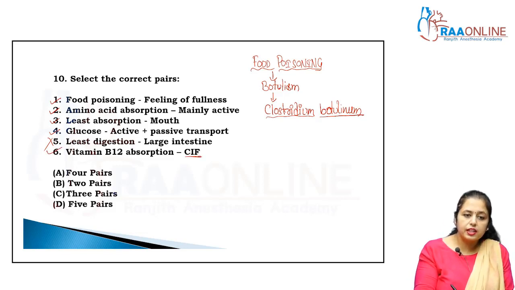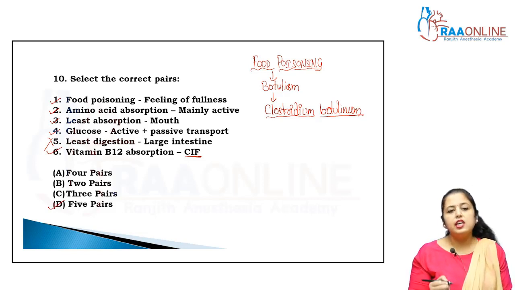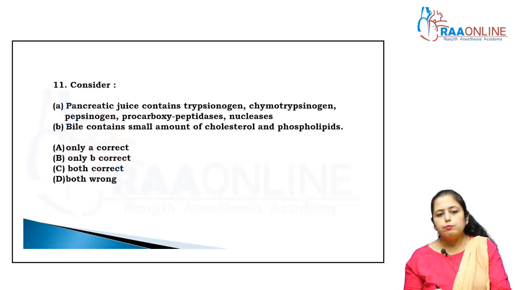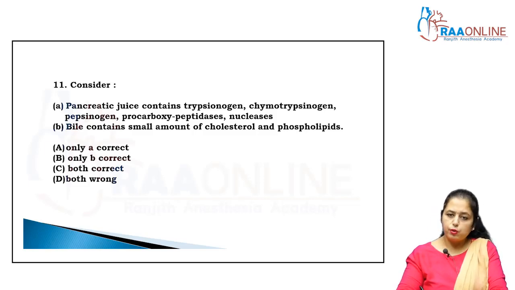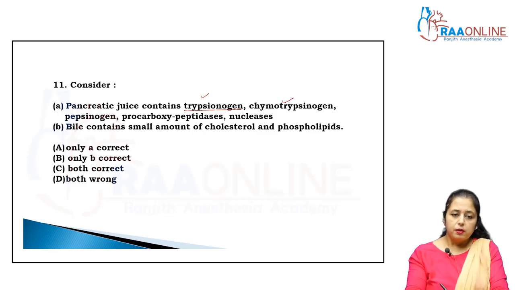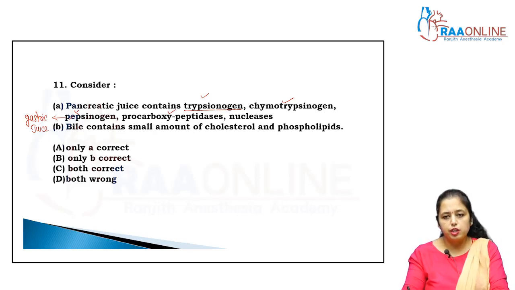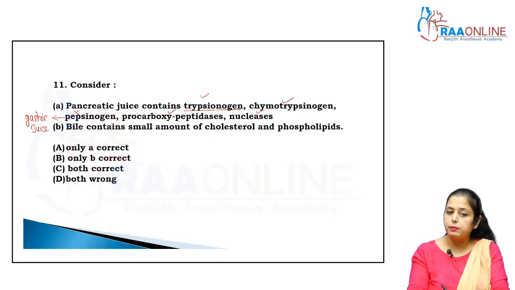So how many pairs are correct? These 5 are correct. So the answer is D. Clear? Now come to the next question. Pancreatic juice contains trypsinogen, correct? Chymotrypsinogen, correct? Pepsinogen, no, because it is a secretion of the gastric juice, not the pancreatic juice. Procarboxypeptidase is a pancreatic juice secretion. Nucleases are a pancreatic juice secretion, but not pepsinogen.